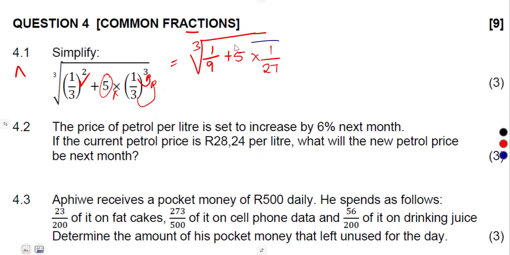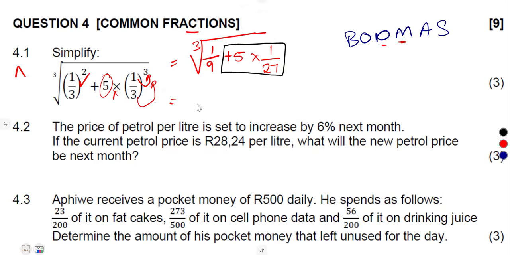So we can use BODMAS inside of the bracket. BODMAS can be used inside of the square root. Some use BOMDAS. So brackets, of, division, multiplication. There is a multiplication of 5 and 1 over 27. Multiply those two. So it is going to be the cube root of 1 over 9 plus, if we multiply 5 by 1 over 27, it is 5 times 1, which is 5, over 1 times 27, which is 27. Then we add what is inside of the cube root.